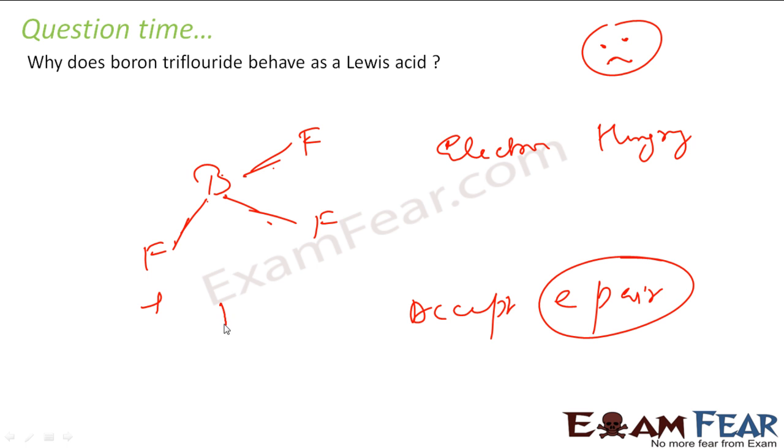Correct? If you react this with ammonia, which has a lone pair of electrons, it attaches to this and forms a compound.